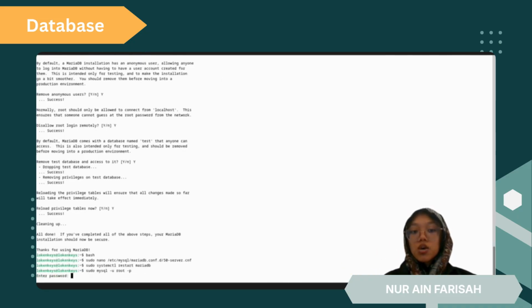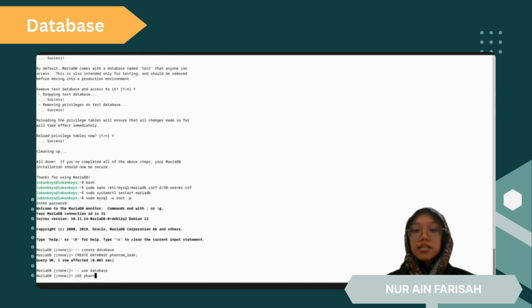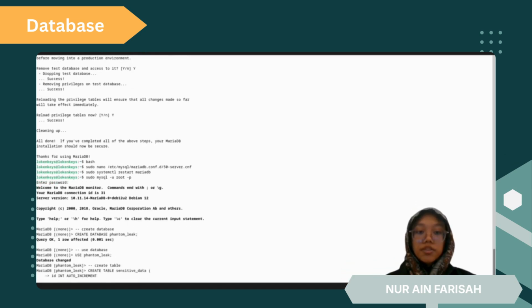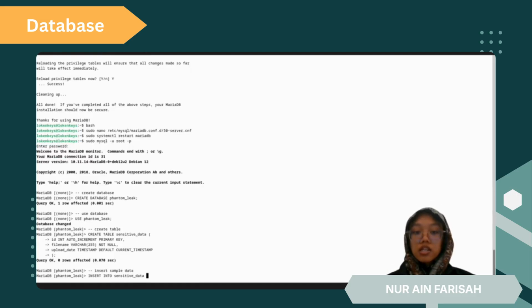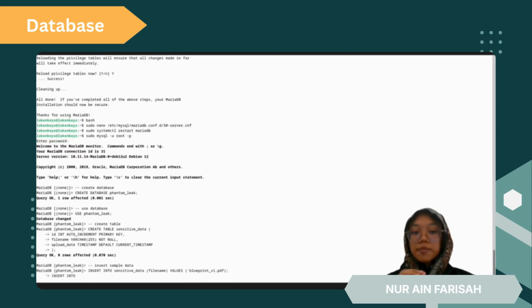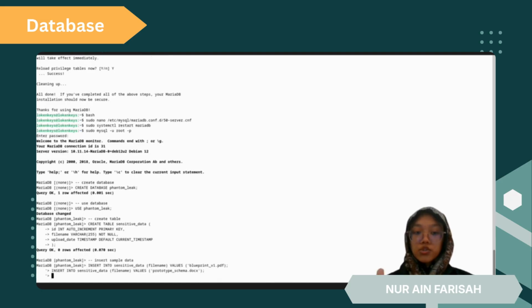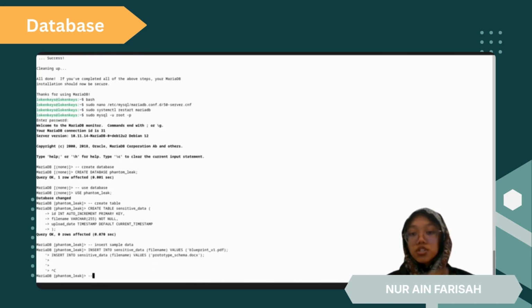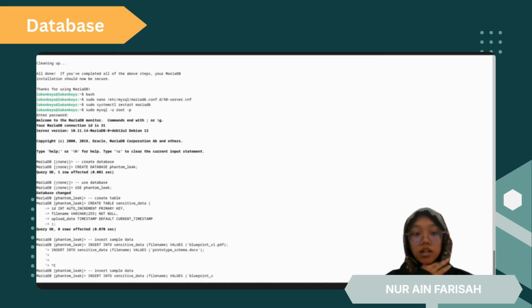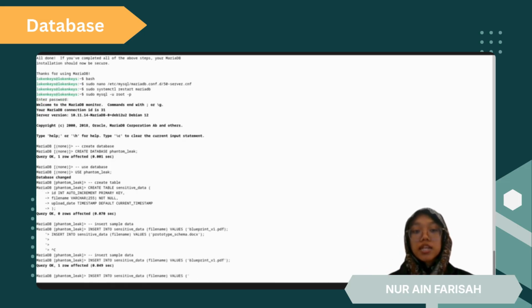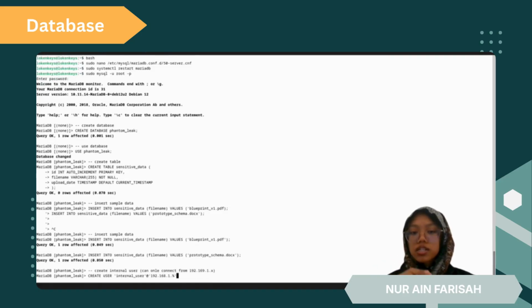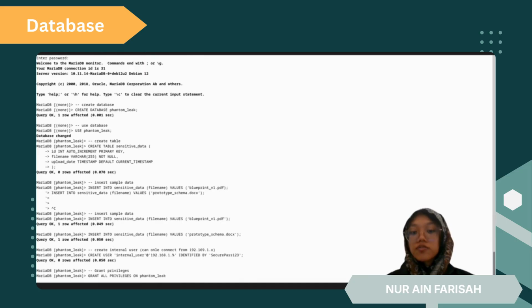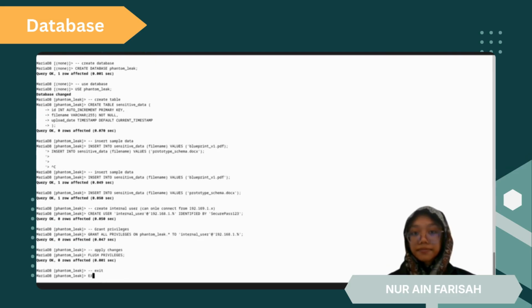Inside the database, we created a dedicated database named PhantomLeak with a sensitive data table. For access control, we created a specific user named internal_user. Crucially, we restricted this user's host access using the wildcard 192.168.1.%, meaning connections are strictly rejected unless they originate from inside our designated network subnet.